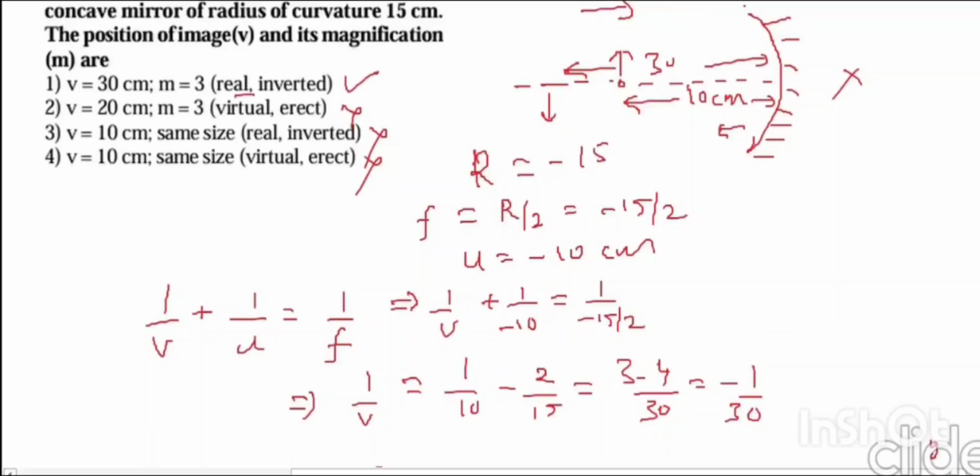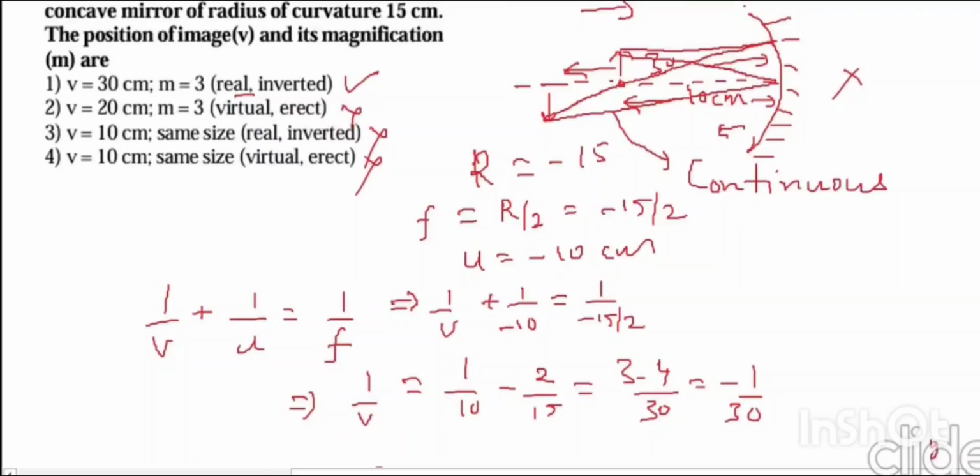Why it is real means, here the image is formed on this side of the mirror, so the light rays are going like this, and the light rays are forming images here. There are some rules for forming images. You can see these are continuous lines. Continuous lines means the image is real. Dotted line means the image is virtual.